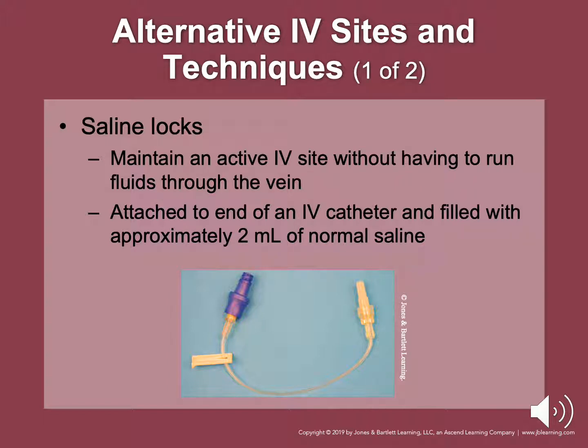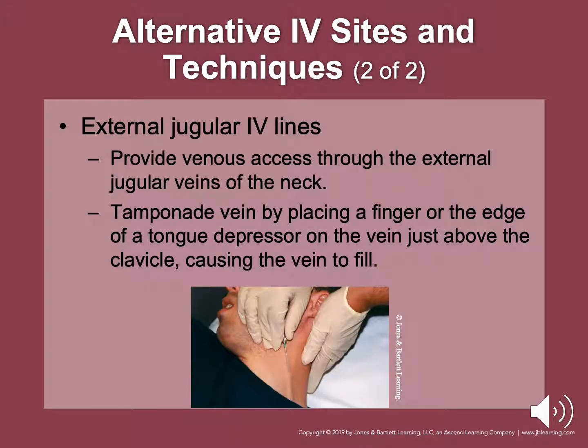External jugular veins provide venous access in the neck. Tapping on the vein means placing a finger or the edge of a tongue depressor with pressure on the vein just above the clavicle, causing the vein to fill. If the vein is difficult to find, place the patient supine to facilitate venous return. The catheter is inserted midway between the angle of the jaw and the midclavicular line in the same manner as a normal IV. These are really great, quick, large veins. If you can't find any in the extremities, you can look here and try to find these.